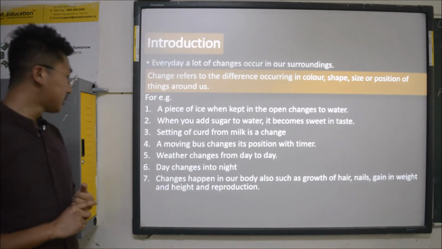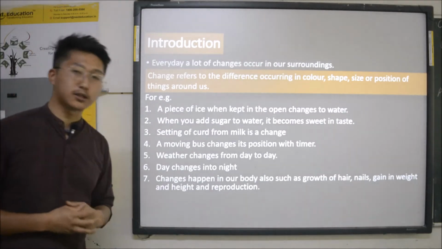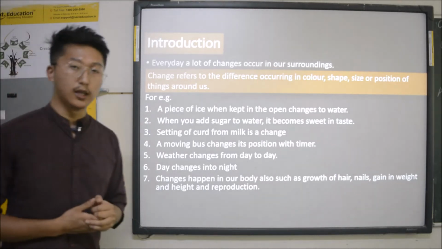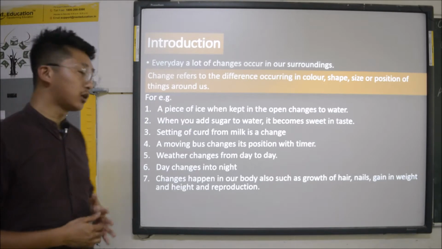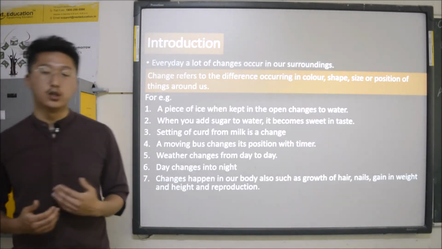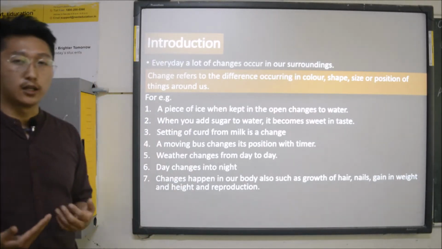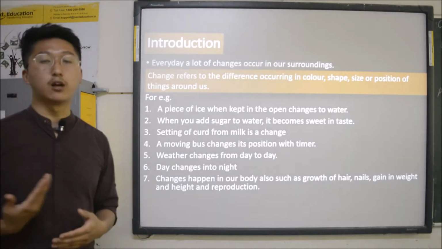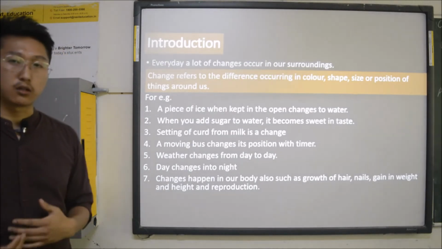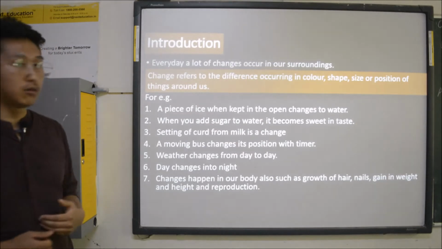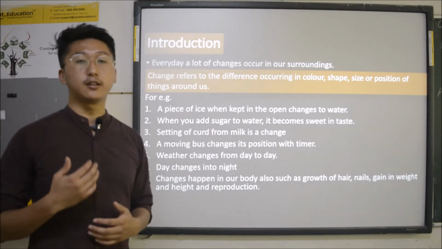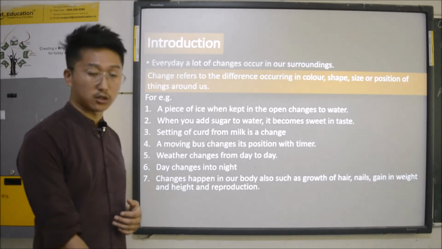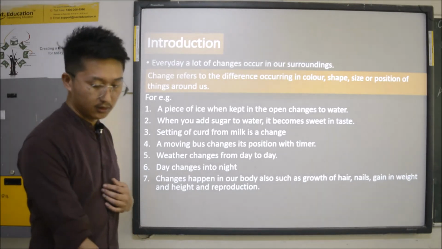The seventh is changes happen in our body also, such as growth of hair, nails, gain in weight and height, and reproduction. So there are changes going on inside our body also. There is growth of nails, hair, etc. There is gain of weight. All these changes are going on inside our body. In this chapter we are going to study the different changes that are going on in us or in the surroundings.